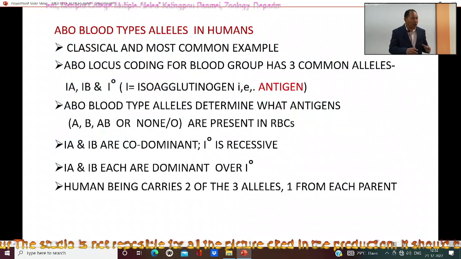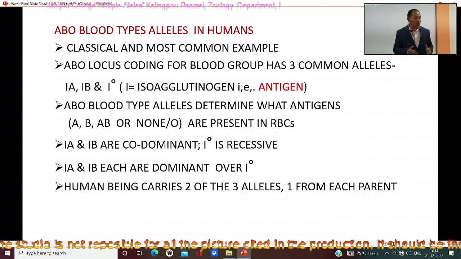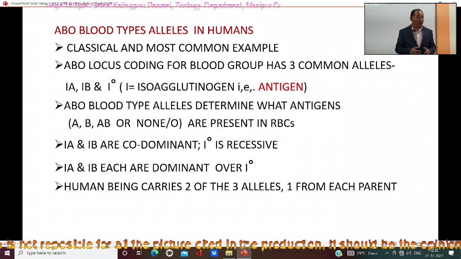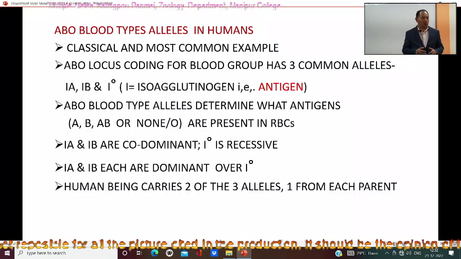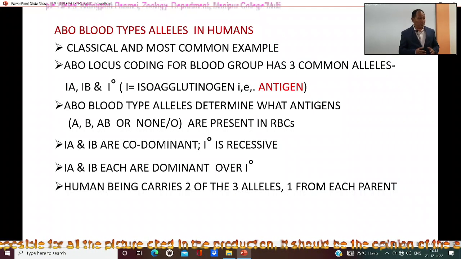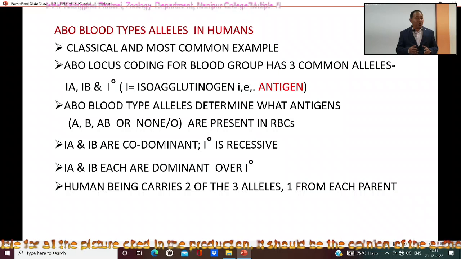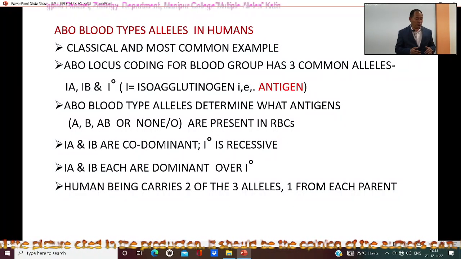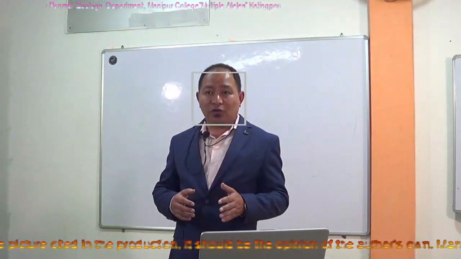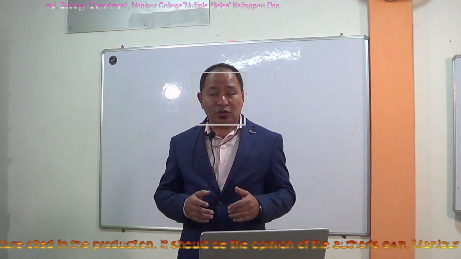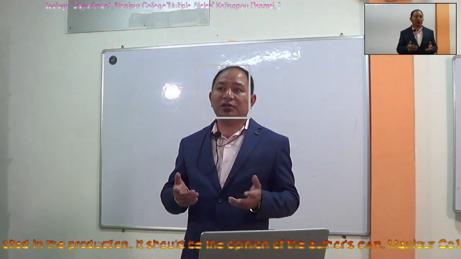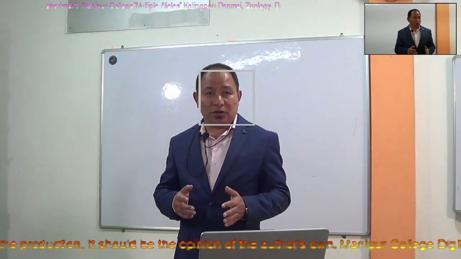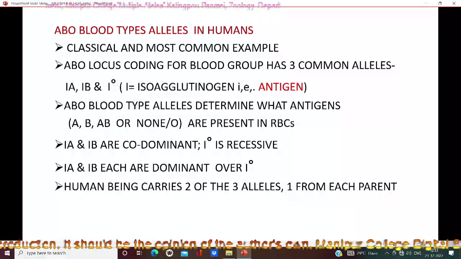However, the classical and most common example of multiple alleles is the ABO blood group of humans. The ABO locus coding for blood group has three common alleles: IA, IB, and IO. The letter I stands for isoagglutinogen. It's another term for antigens. These antigens are nothing but small molecules of sugars located on the surface of the RBC.